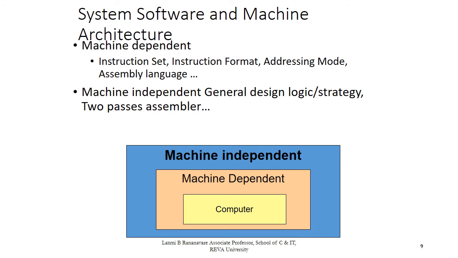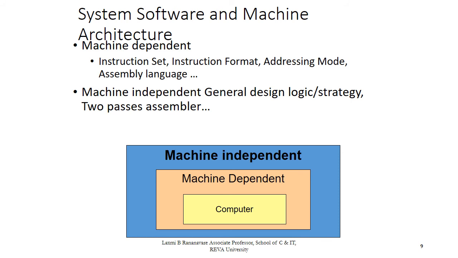So when you are going to write code for these machines, that is machine dependent. Machine dependent in the sense that, depending on the architecture of the machine, you have to write the code, and that is called machine dependent.